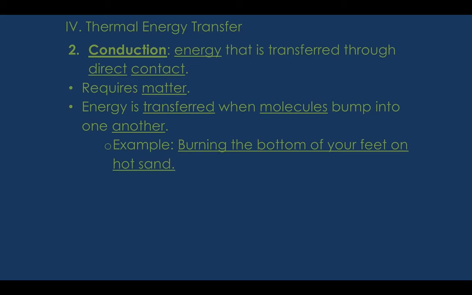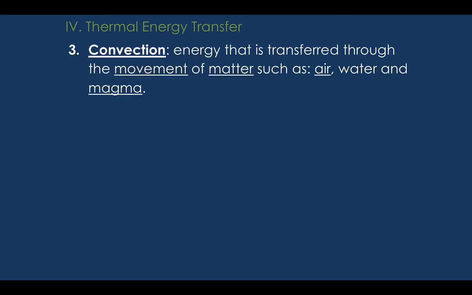And our third type of thermal energy transfer is convection. And we've talked about convection earlier this year, of course, as we were talking about the convection currents that occur inside the earth, in the mantle of the earth. And we compared it to a lava lamp. All right, so convection is when energy is transferred through the movement of matter, such as air, water, and magma.